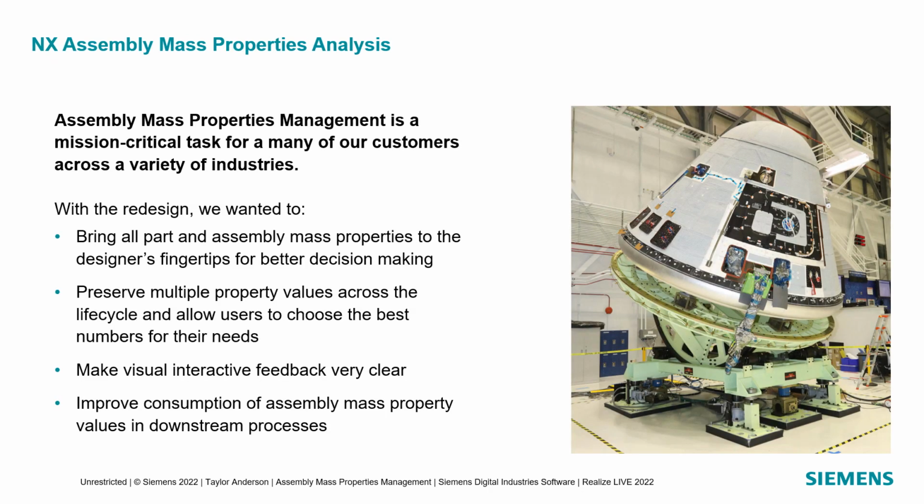Okay, we recognize that assembly mass properties is a mission critical task for a whole bunch of our customers out there, and so as we've done that again with this redesign, you see 4 bullets there. We wanted to make part and assembly mass properties a lot more visible and bring those to the designer's fingertips, really, to be able to browse and see those very quickly as we look through both large and small assemblies.